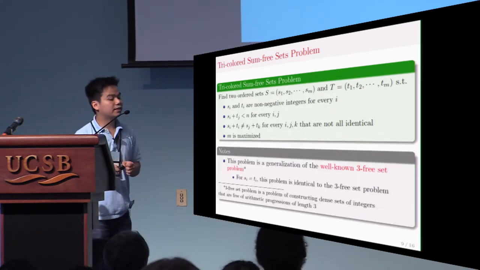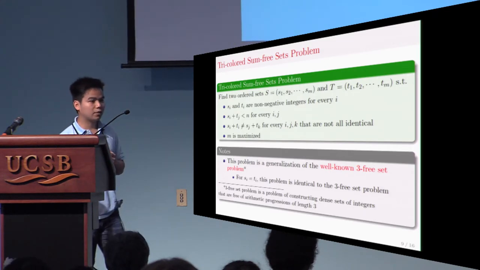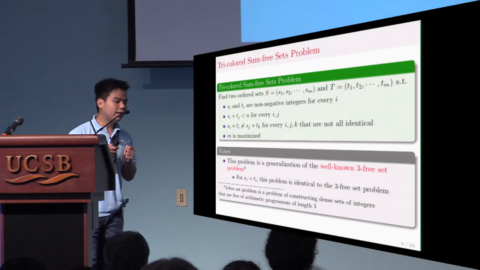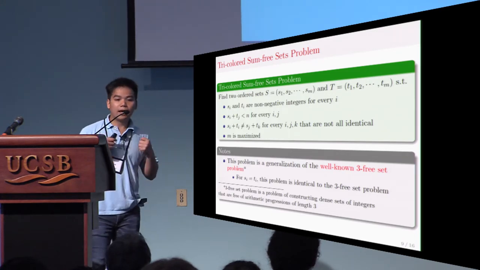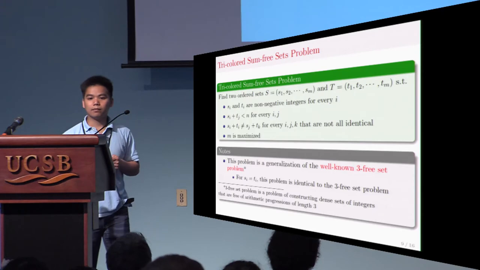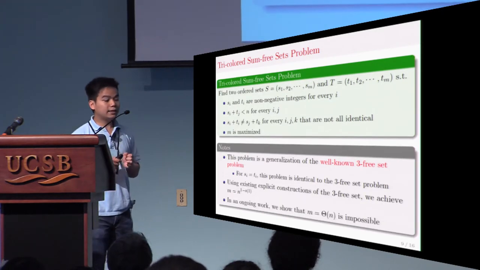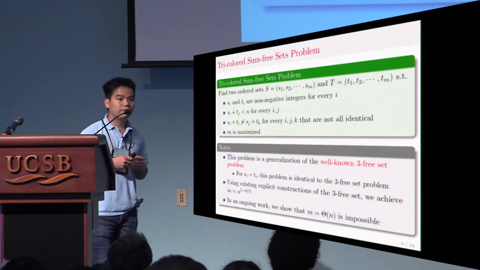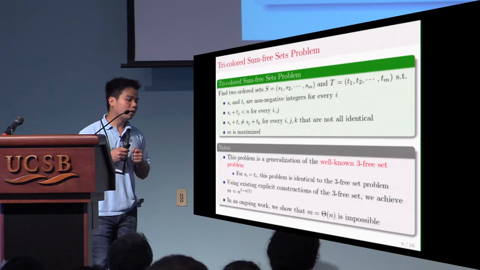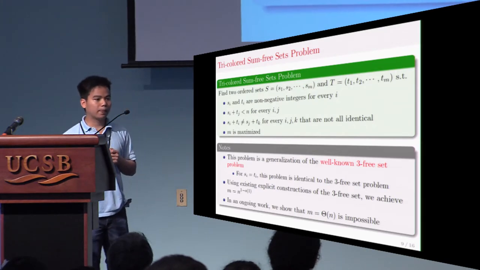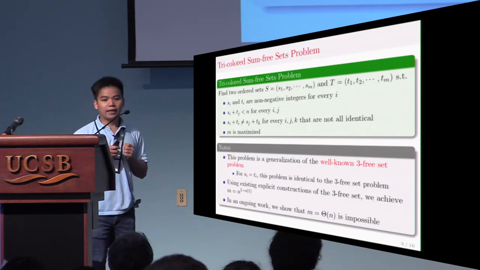So this problem is a generalization of the well-known three-phase set problem. Under the constraint S_i equals T_i, this problem is identical to the three-phase set problem. Using the existing explicit construction of the three-phase set, we achieve M equal to n^(1 - o(1)). And in an ongoing work, we saw that M equal to Θ(n) is impossible.